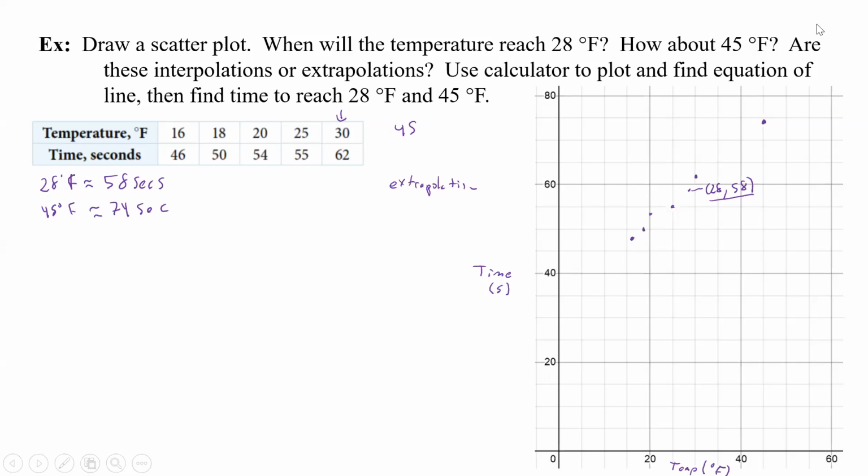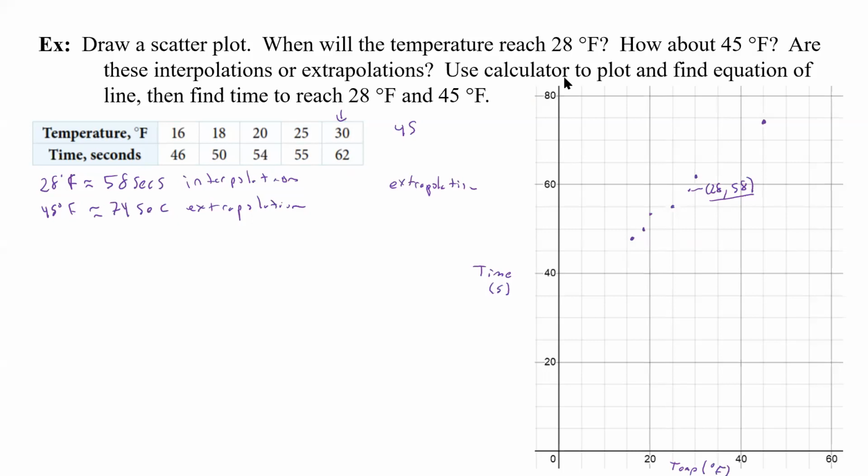All right. So are these interpolations or extrapolations? Oh, well, we already answered that question. So this one is an interpolation, and this is an extrapolation. And again, for the same reason, this is within our data set. This is beyond our data set. Okay, and so now what we want to do is see what this looks like in our calculator. We're going to plug those points into our calculator, do a linear fit, and then see what we have.